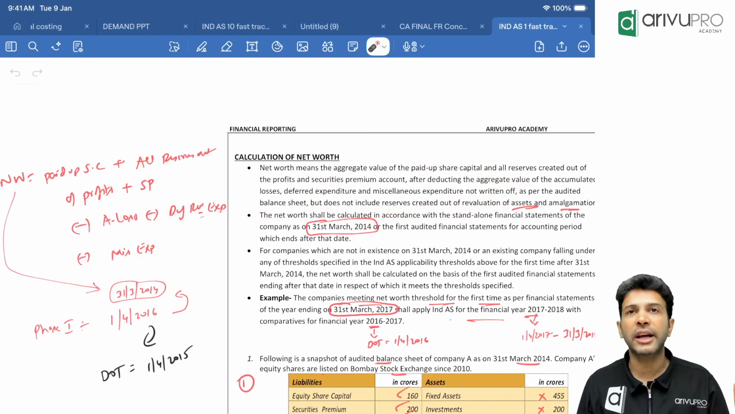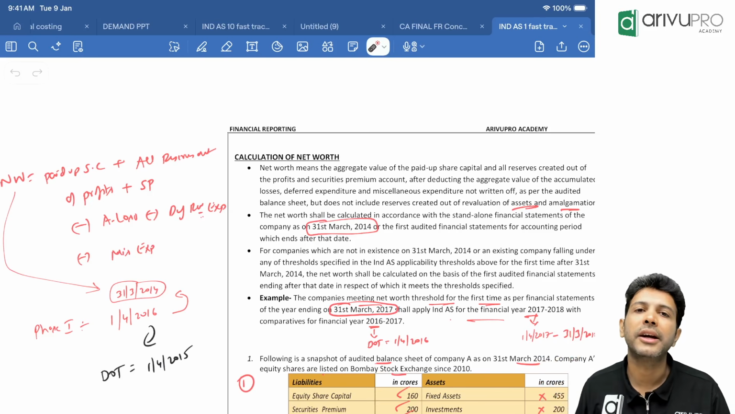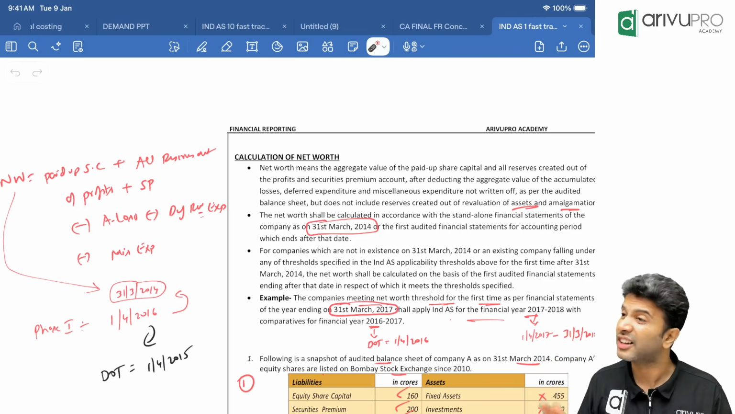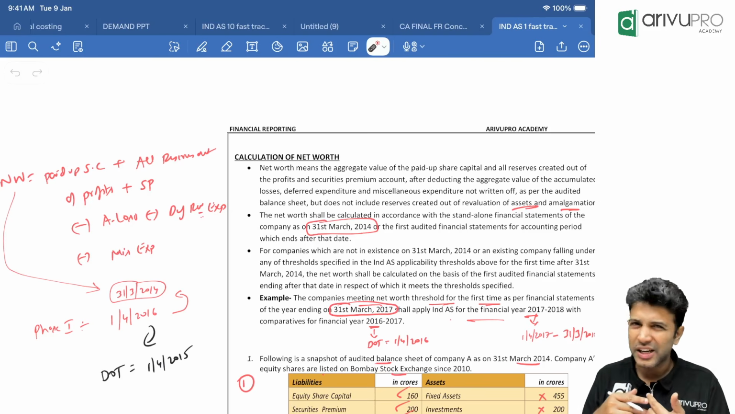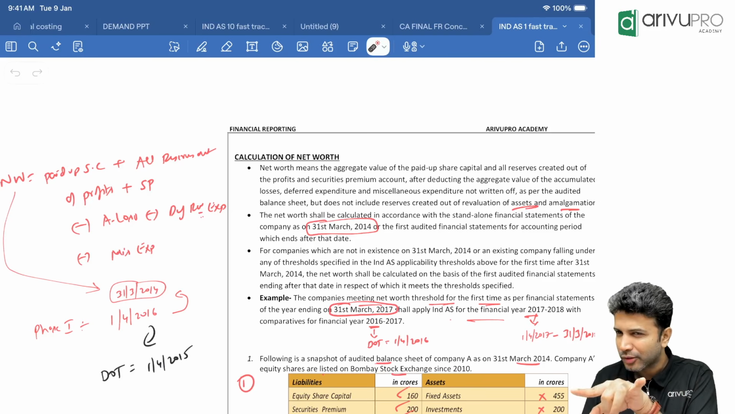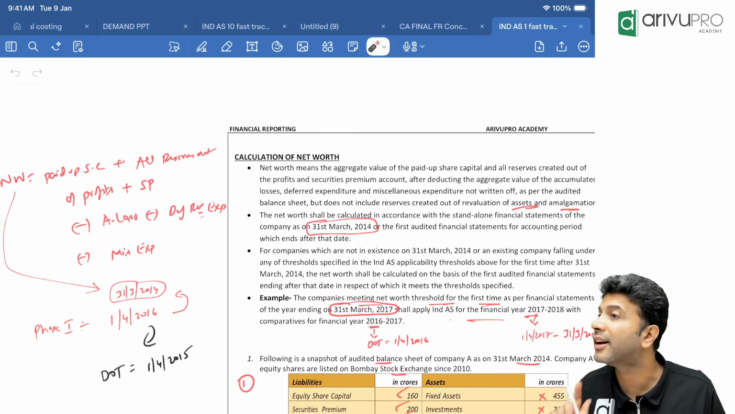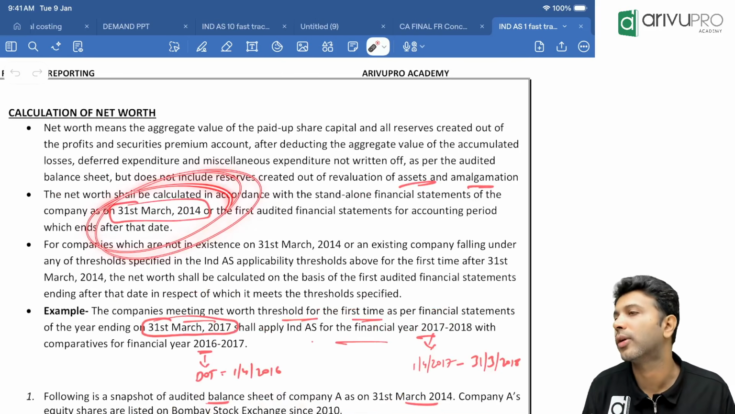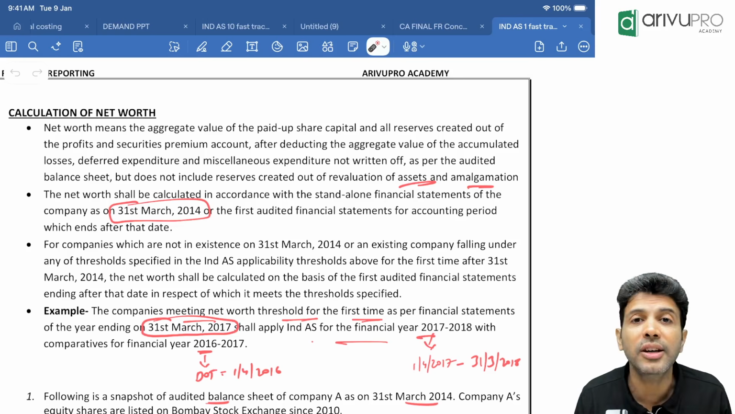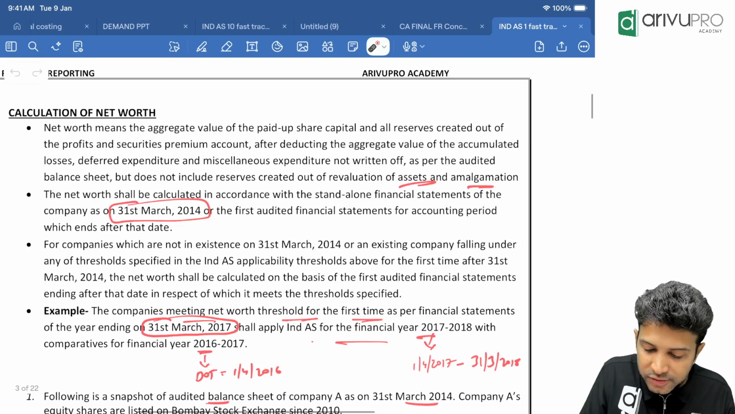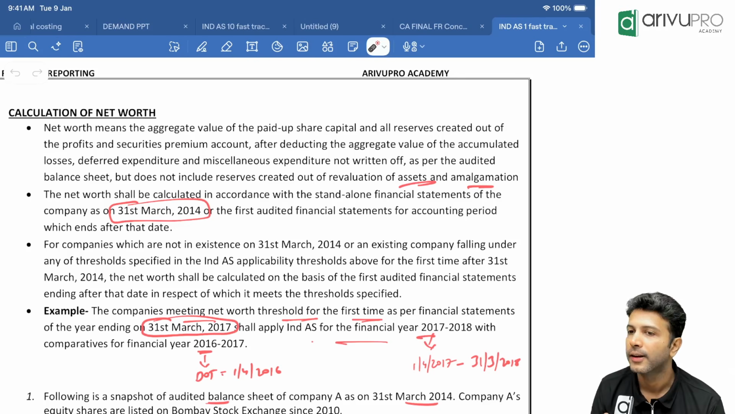Next, which day do we need to check the net worth? For phase 1, what is the application date? 1st April 2016. Two years before that is 1st April 2014. When you are checking the limit, you use the balance sheet, which you prepare on 31st March. So go two years back and take the 31st March date. You will check the net worth limit on 31st March 2014. First time you will calculate net worth on 31st March 2014. If that net worth is 500 crores or more, automatically you come under phase 1.